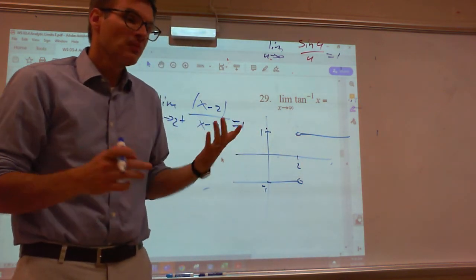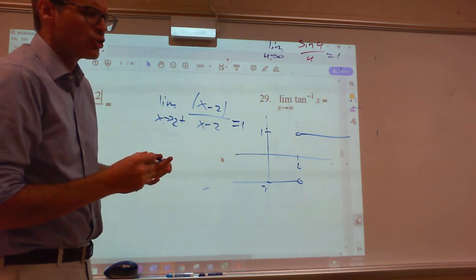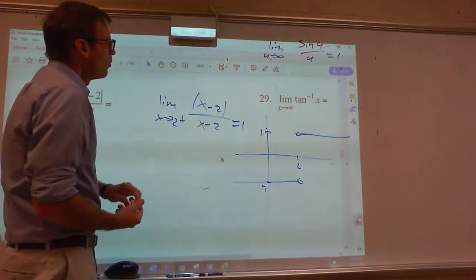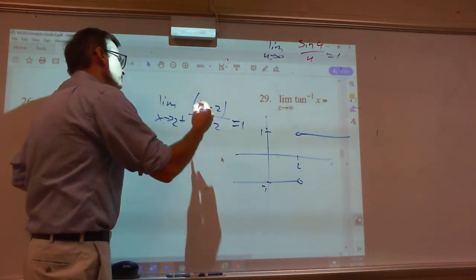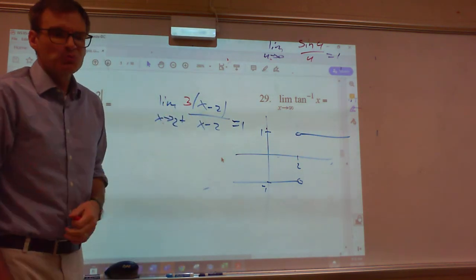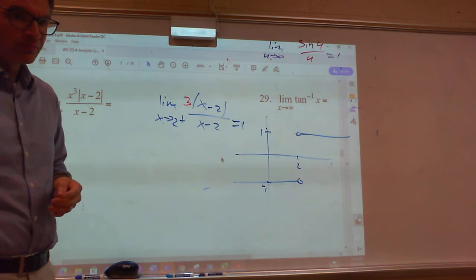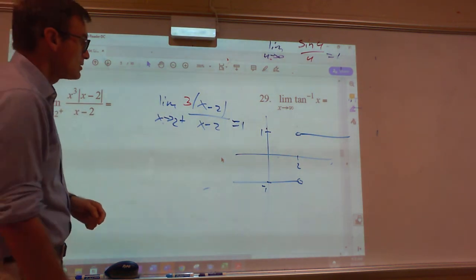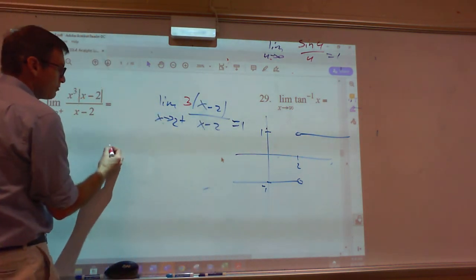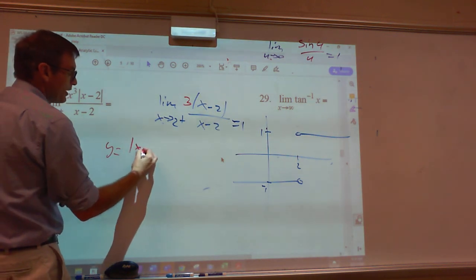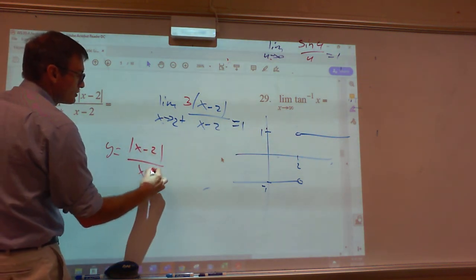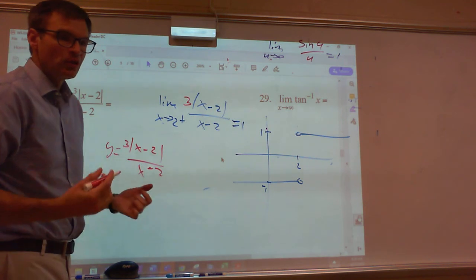Okay, fine. What happens if I change it? What if instead of this problem, I make it this problem? All right? Now, there's 2 ways to look at it. One way to look at this is, well, what does the graph of y equals absolute value of x minus 2 over x minus 2 times 3 look like?